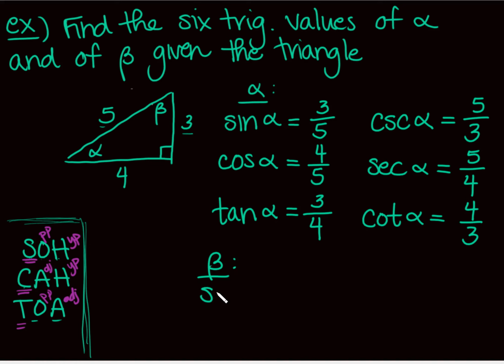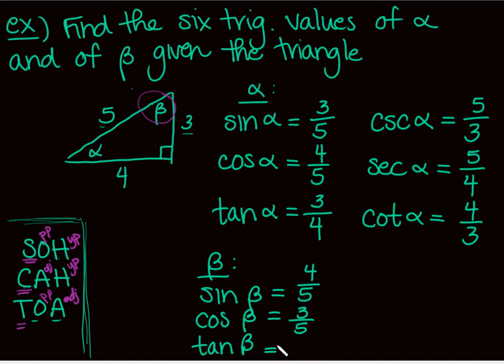So let's get beta. So sine of beta. Now I'm looking at beta, and I'm looking at this triangle from a different point of view. So what side is going to be opposite? Sine is opposite over hypotenuse. The side opposite beta is 4. And again, the hypotenuse is 5. Cosine of beta. Now the adjacent side to beta is 3. And the hypotenuse is 5. And then the tangent of beta, if you look at the tangent of beta, opposite is 4 and adjacent is 3.